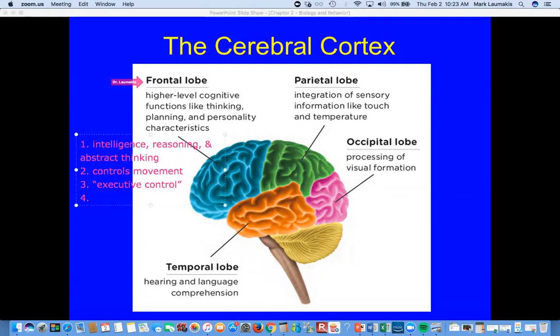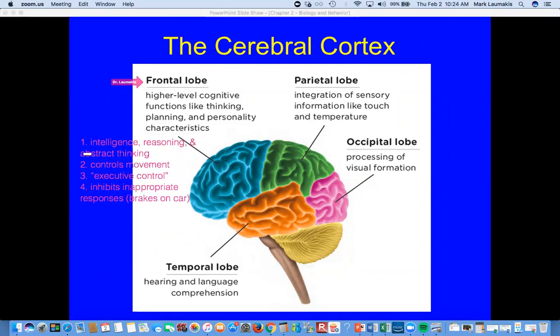The 4th and final aspect of functioning that I want you to know that the frontal lobe is involved with is inhibiting inappropriate responses. I'm going to compare this to the brakes on the car. This is what helps you keep yourself from being overly impulsive. It's what helps you think through things so as not to do something that is maybe dangerous to yourself or others. More on that in a bit.